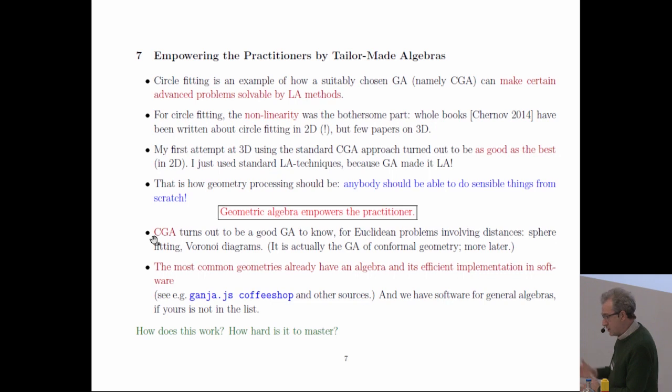So it turns out that the CGA, conformal geometric algebra, we'll talk a little bit more about that, is a good one to know for these kinds of problems involving spheres, circles, etc. If you're more interested in planes or multiple reflections in planes, rigid body motions, then there's an algebra called PGA, which you'll hear more about during the sessions. There are different geometric algebras, but you will be lucky with most of the geometries that you encounter, they already have been studied. The algebras are known, the implementations are known, and you can just use them. For instance, Stephen's Ganja coffee shop is that.